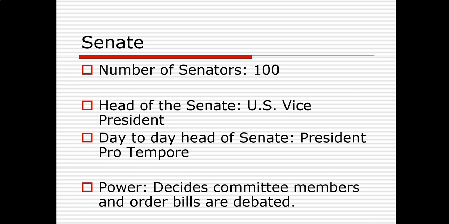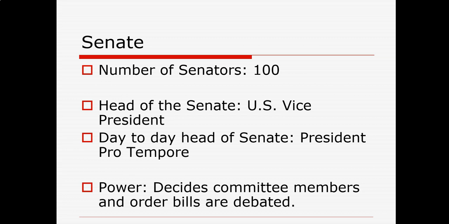This is interesting because in this case, the Vice President does not necessarily get in the Senate, so it is basically the President pro tempore, that one that deals with everything that goes on inside the Senate. Powers, decides committee members, and the order bills are debated. Once again, this is another very powerful institution because the Senate as well as the House of Representatives must be in agreement in order to pass whatever bill is out there.